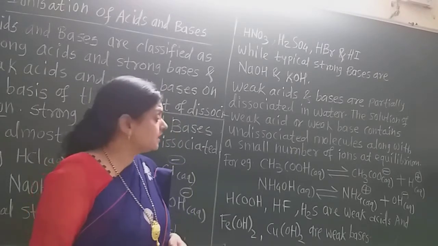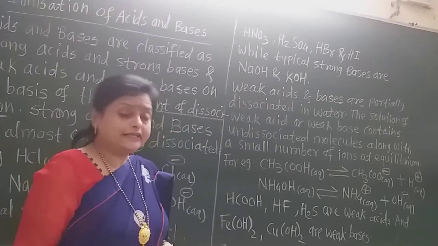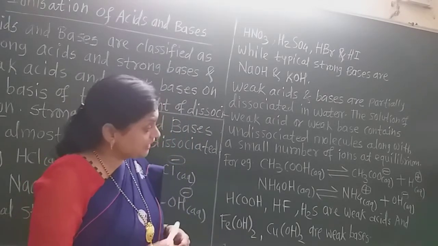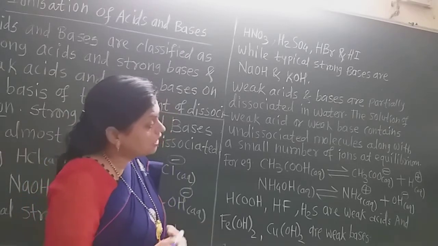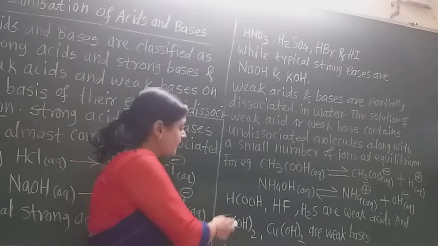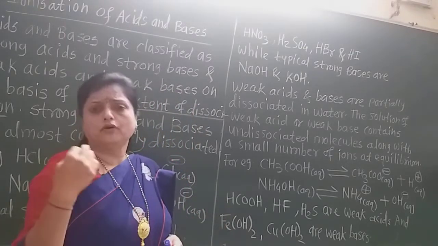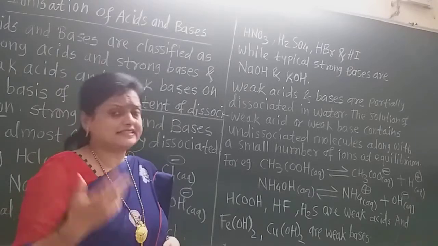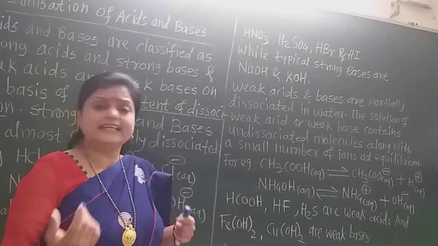Now another, that is the base, ammonium hydroxide. It also dissociates to a smaller extent as the NH4+ ion, that is the ammonium ion, and the OH- ion. And formic acid, acetic acid, propionic acid, butanoic acid, as we know in the 11th standard, all these are the organic acids and they are weak acids.